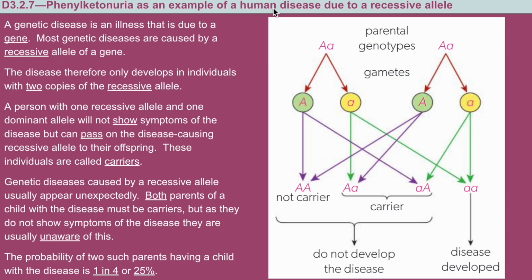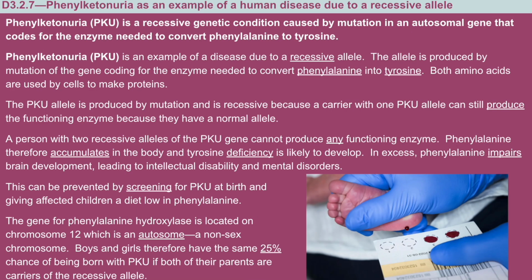Okay, an example that you should be familiar with is phenylketonuria. This is a human disease and it's due to a recessive allele. And so, the only way to develop this disease is if you receive the recessive allele from both parents. Now, if both parents are carriers, neither one will have the disease, and they will likely be unaware that they are carriers. And so, of their offspring, there will be a 1 in 4 chance that their offspring would have this disease.